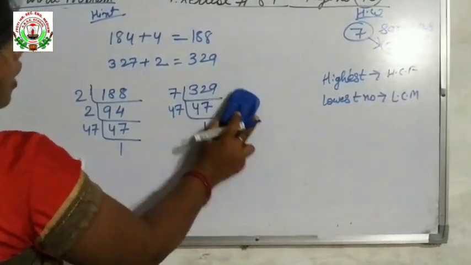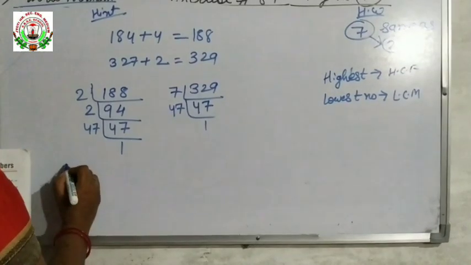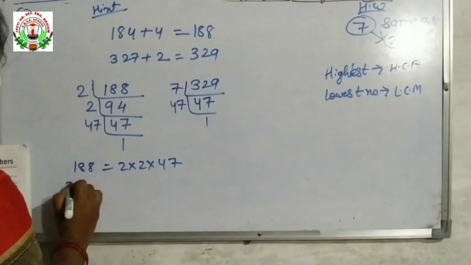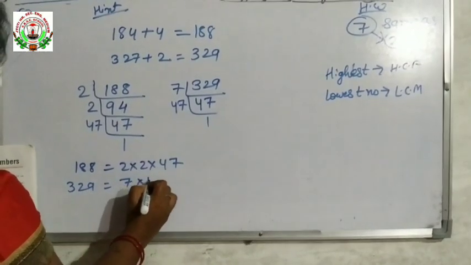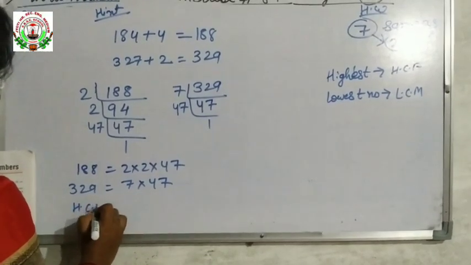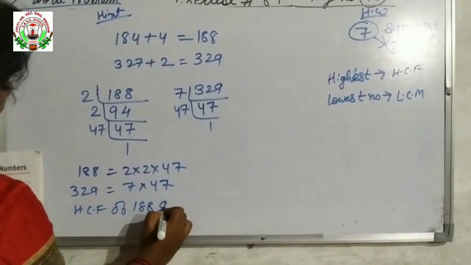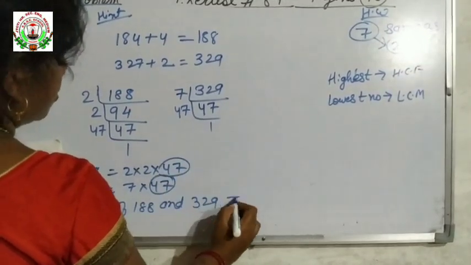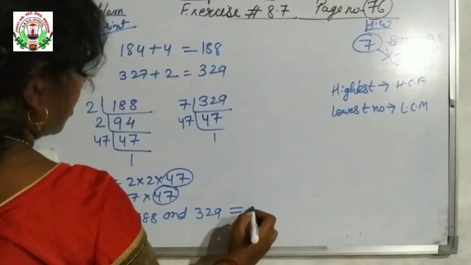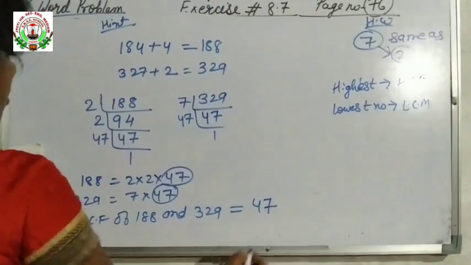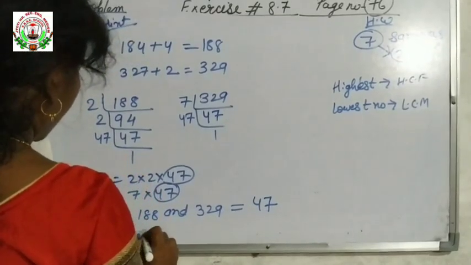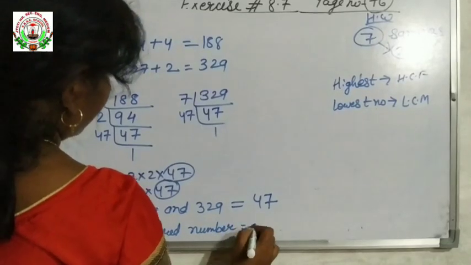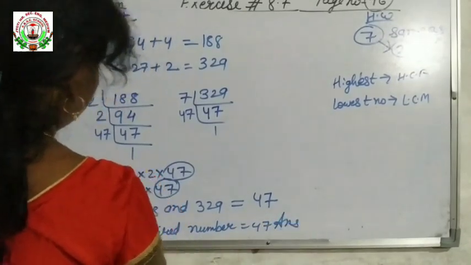Understood? So we get the HCF. First we will write this. 188 is equal to 2 into 2 into 47. Then 329 is equal to 7 into 47. HCF of 188 and 329: here this 47 is common. So the HCF of 188 and 329 is equal to 47. So this is the required number. So the required number is 47. This is the answer. Understood?